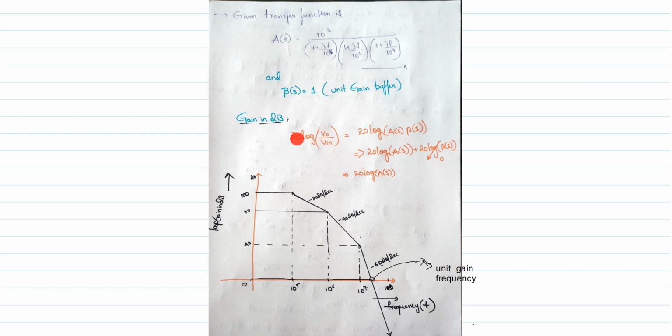20 log V naught by V in equals 20 log of A of s into beta of s. Log AB, what does it mean? Log A plus log B. So 20 log A of s plus 20 log beta of s. Since beta of s equals 1, totally it is 20 log A of s. So 20 log A of s equals the gain in dB of the given op-amp circuit.